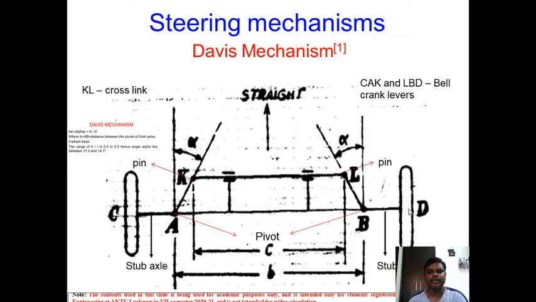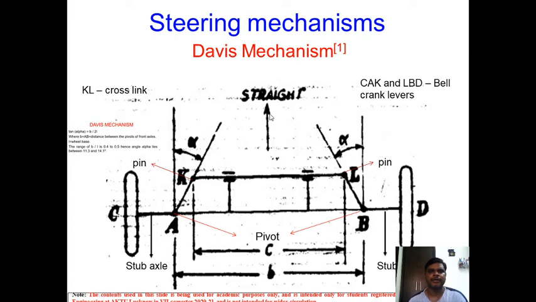So this is a lever, and we can check this angle. If this is the straight ahead position, then this angle is, say, alpha. So the total angle is 90 plus alpha. The angle of the bell crank lever LBD is 90 plus alpha. Here also, this angle CAK is 90 plus alpha. This angle is alpha. So the vehicle is moving in this direction.